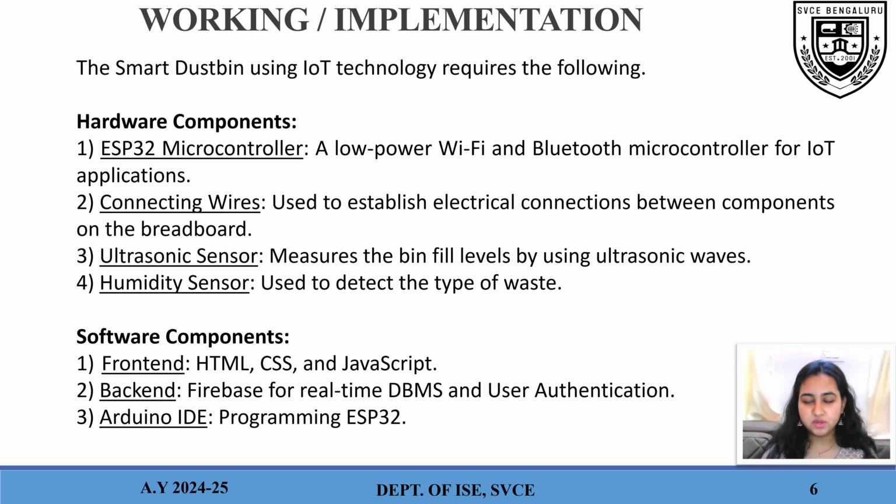Next, working and implementation of the smart dustbin. Basically, the smart dustbin is used to build a bin where things are sorted smartly. That is, the users will be notified of the waste fill level in the bin through a website, and also if wet waste is put into the dry waste bin or dry waste is put into the wet waste bin, it will send an alert message to the user through the website.